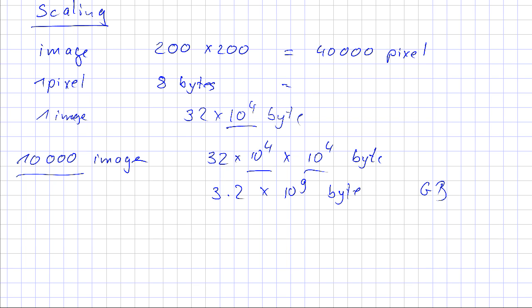If we have 600,000, we are in the hundreds of gigabytes of memory that we need to compute one median image. Okay, so that's a problem.